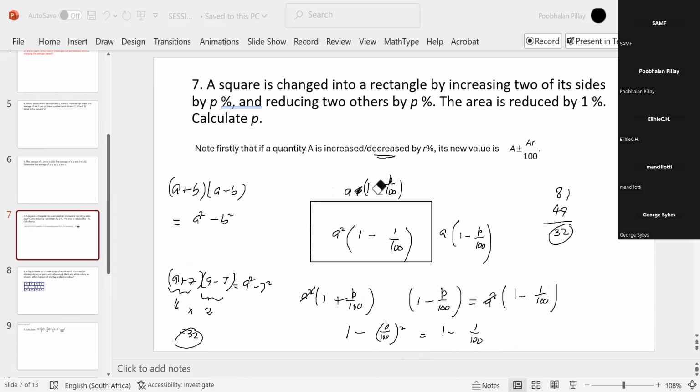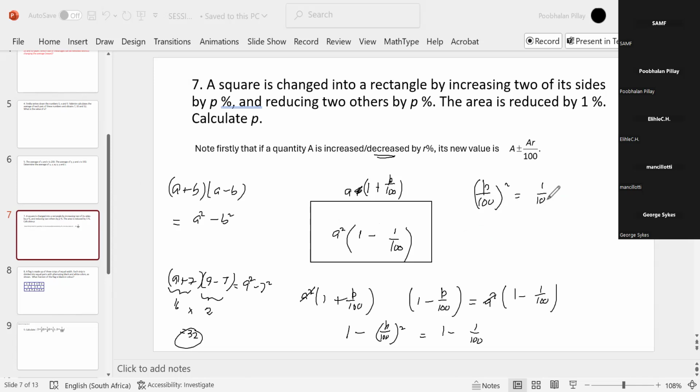I'm going to take out all the stuff so I can write this thing here. So I've got (p over 100) squared is equal to 1 over 100.